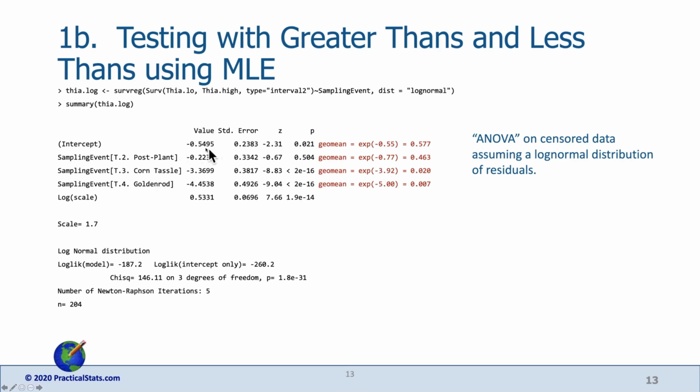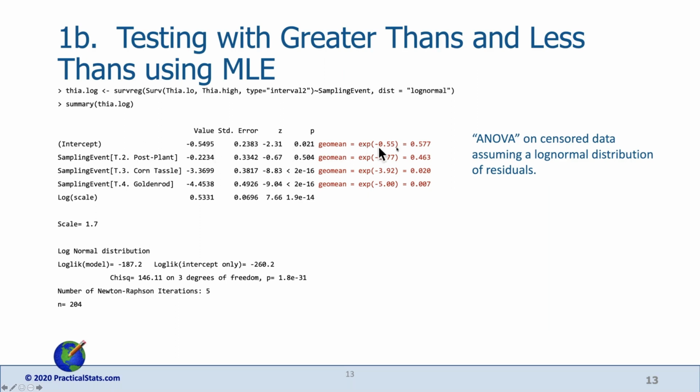Here's the intercept. The intercept is going to be the mean, and in this case, the mean logarithm for the group that's not shown. That's kind of the base group, which is 1.preplant. And unless you tell it otherwise, that base group that it chooses is just going to be the first one in alphabetical order. That's pretty standard in software because it doesn't know what ordering you want. You can change that, but that's the default. So the mean log for that preplant group is a minus 0.549.